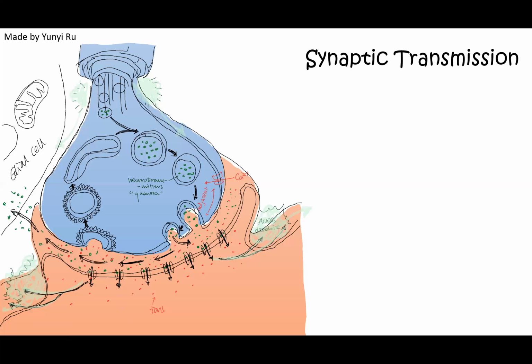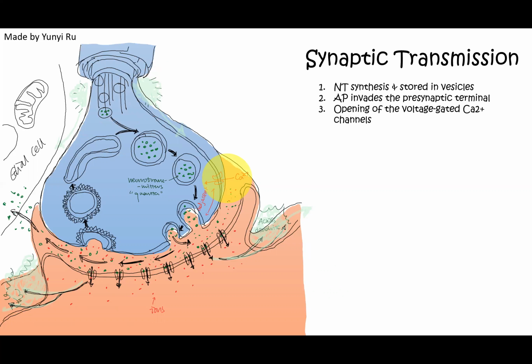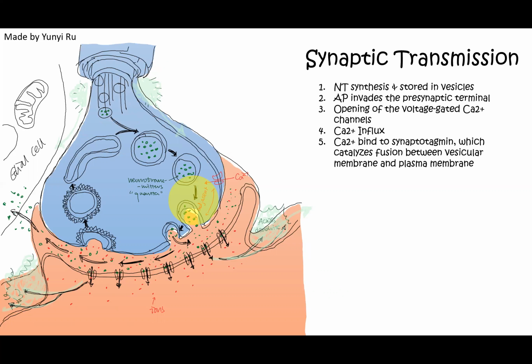After the synapse is formed, you may be interested in the way we talk to each other, which is through synaptic transmission. First, neurotransmitters are synthesized and stored in the vesicles. Next, the AP invades the presynaptic terminal. Next, there is the opening of the voltage-gated calcium ion channels, and then there is a calcium ion influx. The calcium binds to synaptotagmin, which catalyzes fusion between the vesicular membrane and the plasma membrane. Neurotransmitter is released into the synaptic cleft via exocytosis.